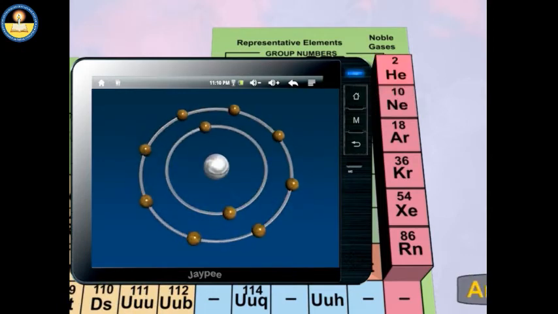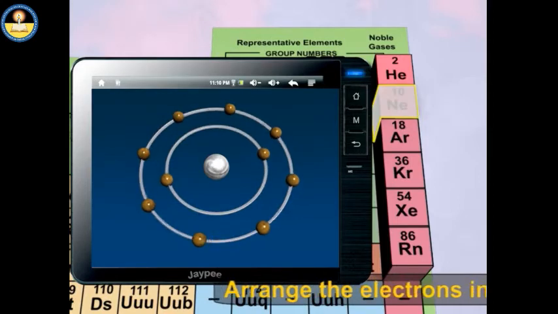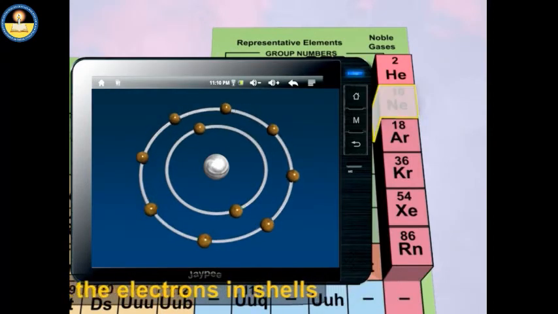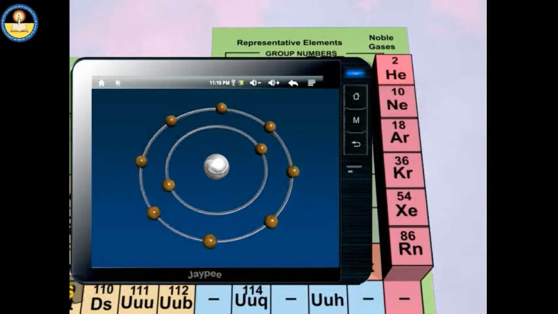The third step is to arrange the electrons in shells. Electrons occupy the shells close to the nucleus first. Electrons only start occupying a new shell when the previous one is full.